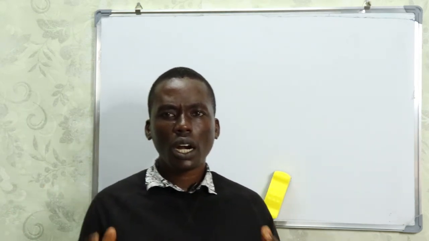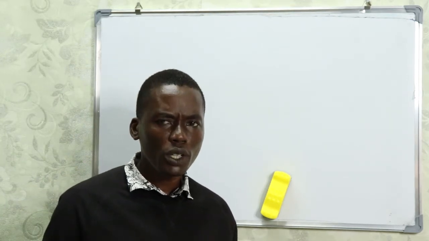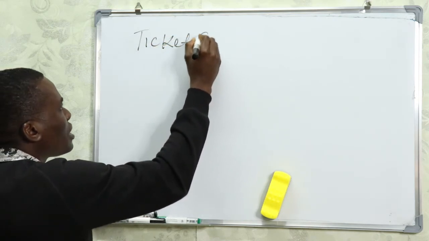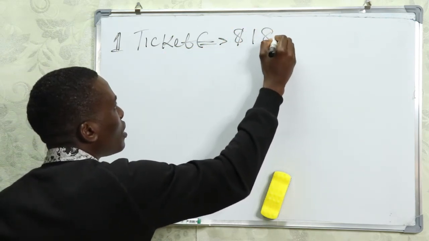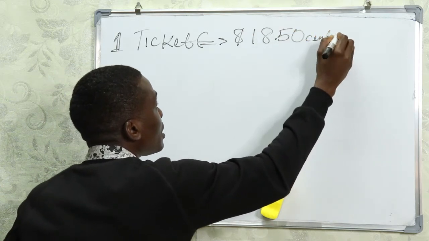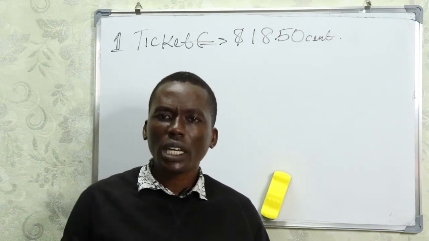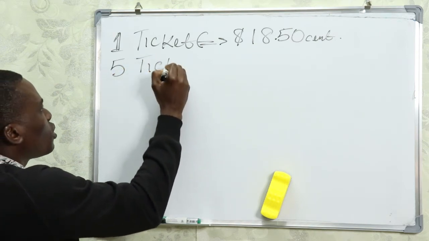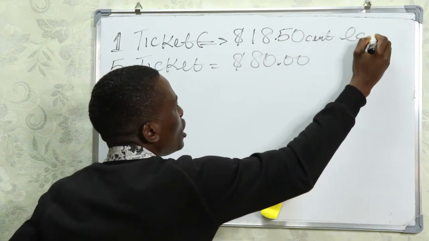Now we're going to see how we can answer this question gradually until we arrive at the solution. Remember, they said the ticket for the premiere, one ticket costs $18.50. And the next thing you are told is that if 5 persons come together to buy tickets, it's going to cost them $80. So 5 tickets will cost $80. This is for 1 ticket, each.